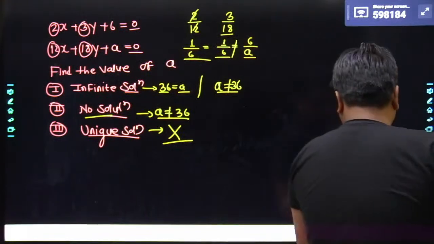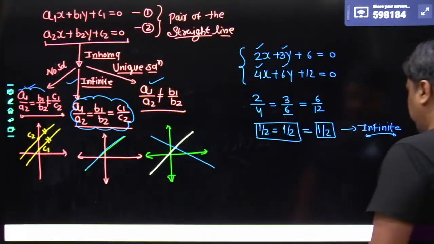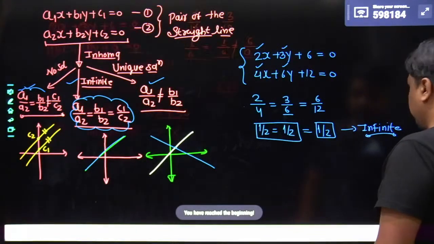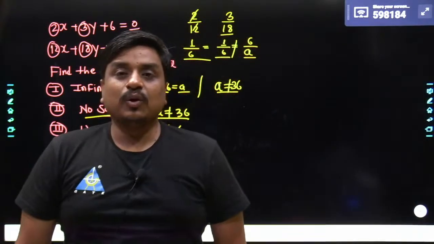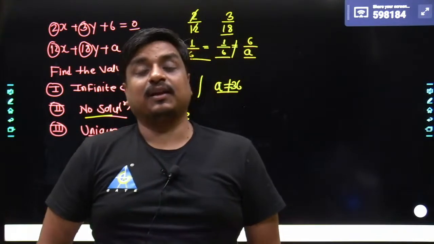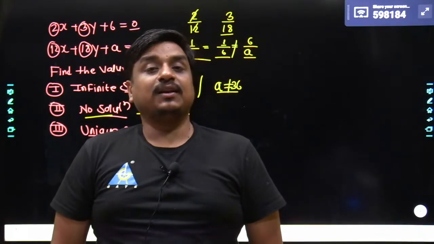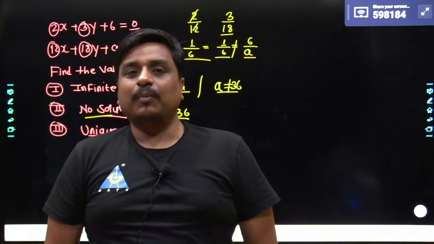So this is all about the part of 2D straight line. A few more important concepts we are going to discuss in the next class, and in the next class we will also be discussing 3D straight line. So this is all about today's video.